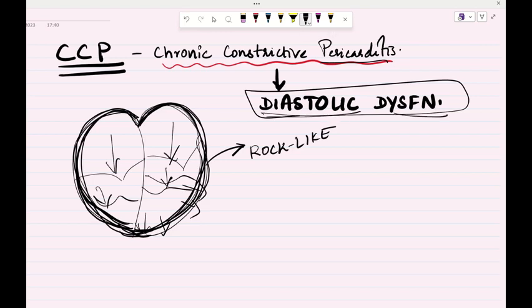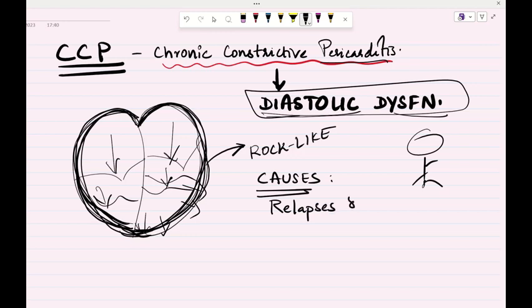So what are the causes of chronic constrictive pericarditis? When a patient comes to you with chronic constrictive pericarditis, the main thing you should know is that he has had many episodes of acute pericarditis, that is, relapses. Relapses of acute pericarditis are the most common cause for CCP. Chronic disease occurs after relapses of acute pericarditis. So this is the most common cause.